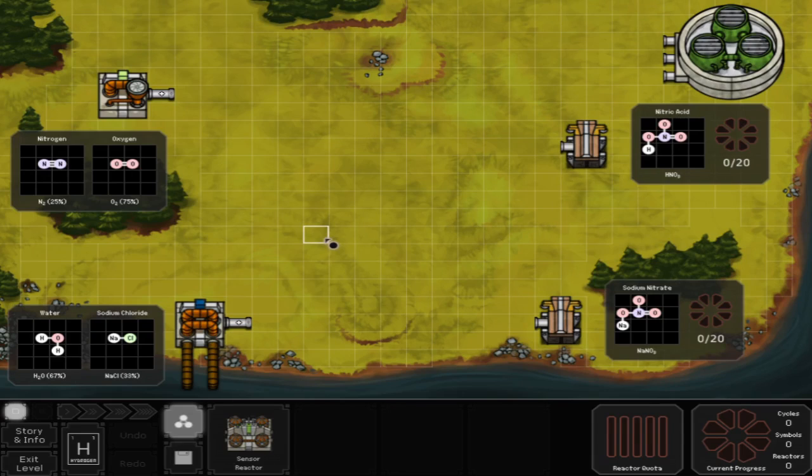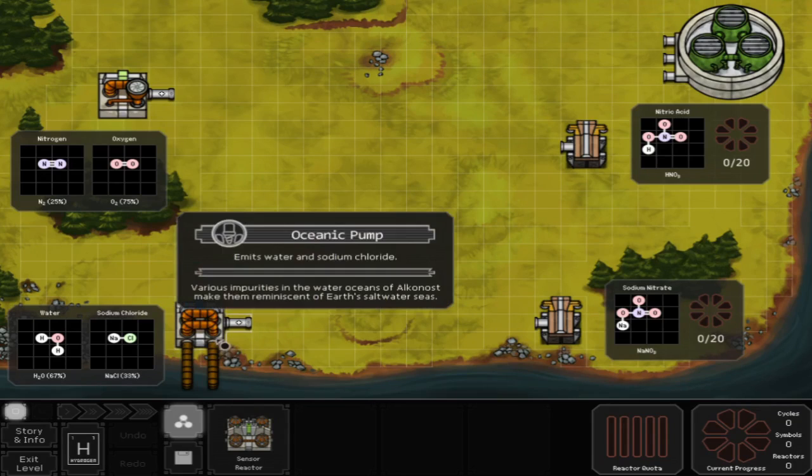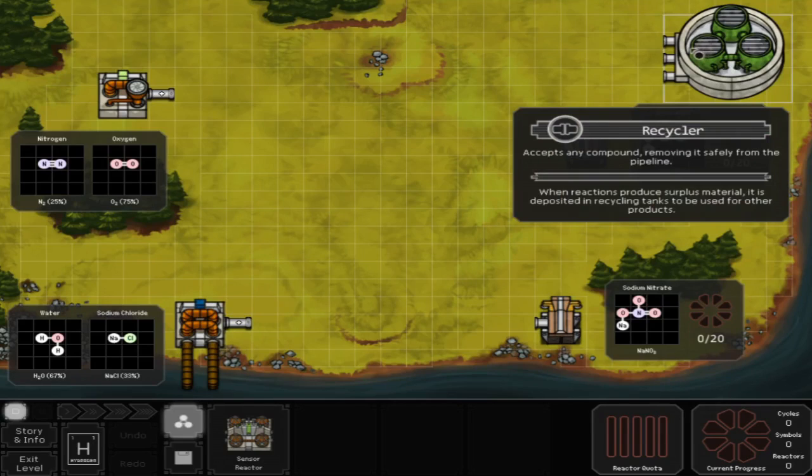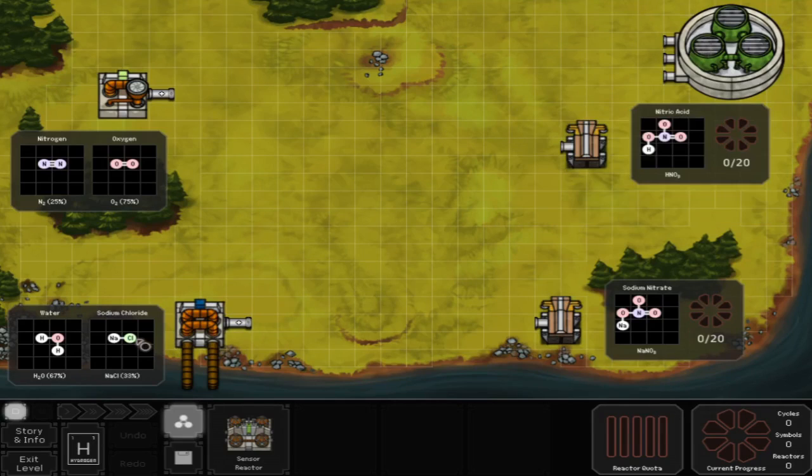Looking at this, I already see that whichever reactor is going to have to handle the oceanic pump is also going to have one of its outputs go to the recycler, simply because this chlorine atom is not needed in either freighter. So the chlorine's going to have to be thrown away.